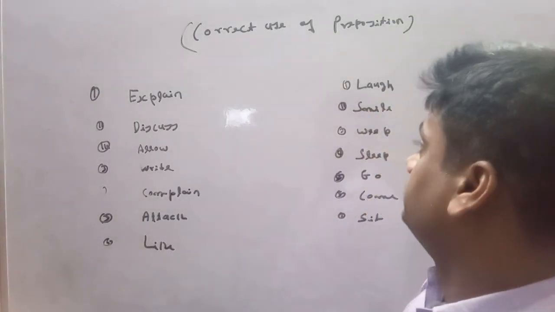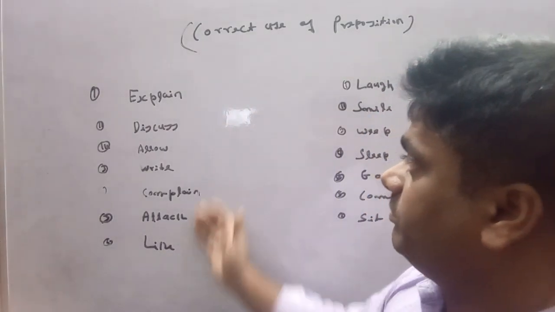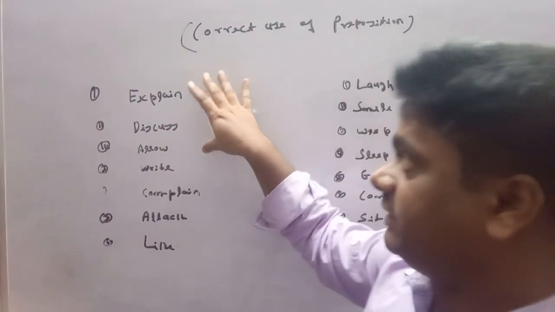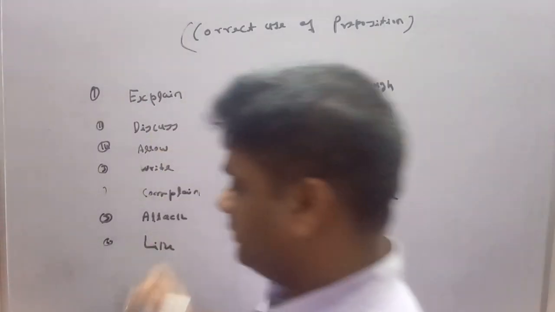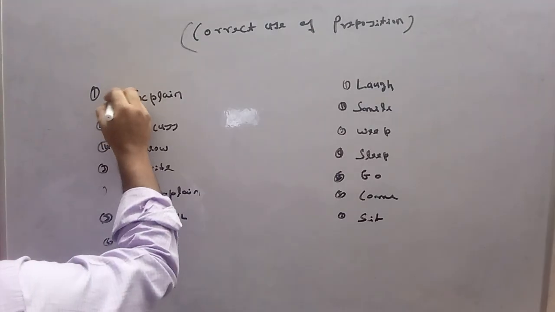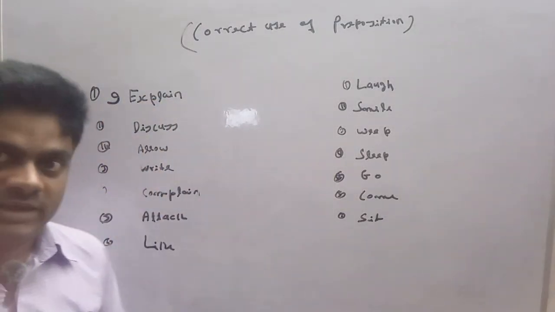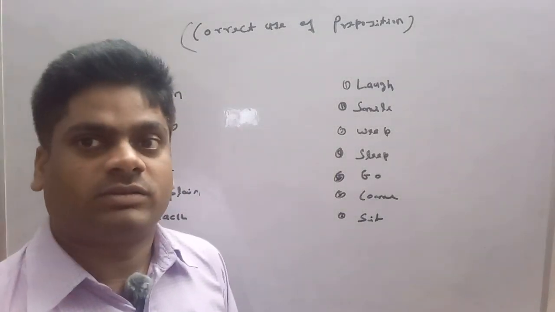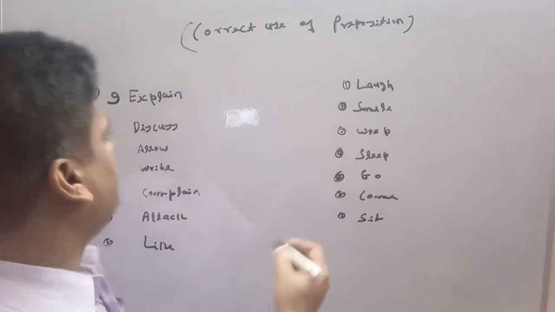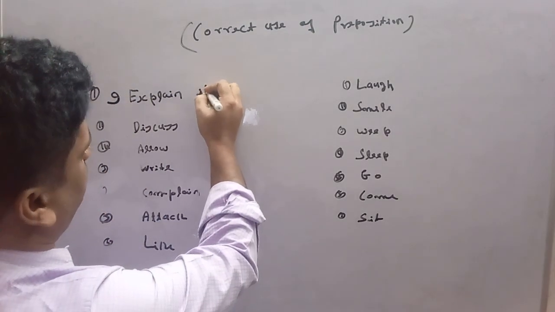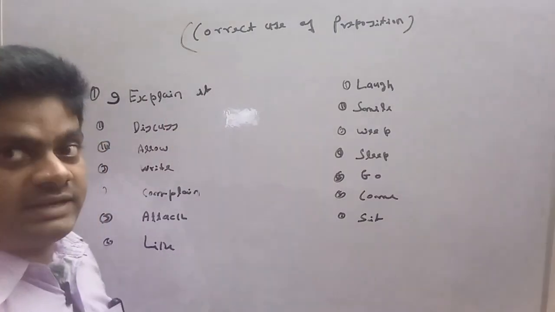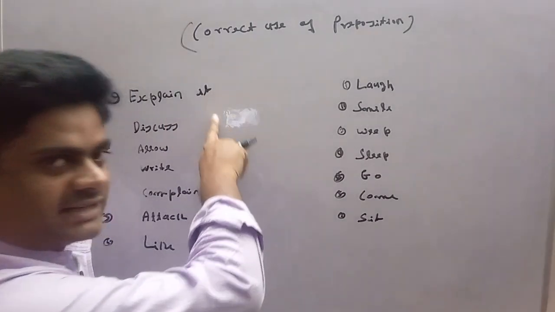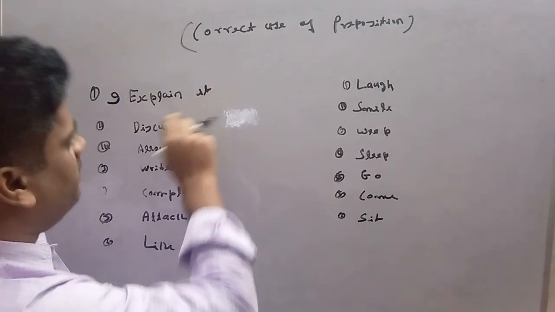So guys, if we make the sentence complete, we can write, I explain. What explain? Any issue, I explain it. This is the transitive verb and it is going to take its object directly. I explain it.